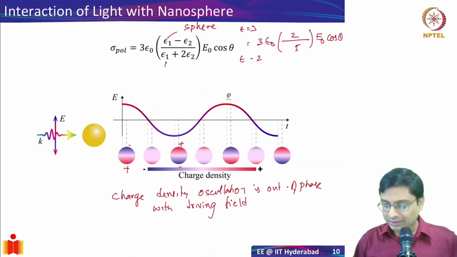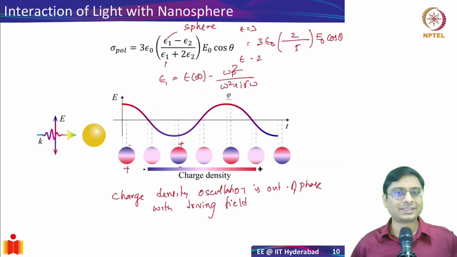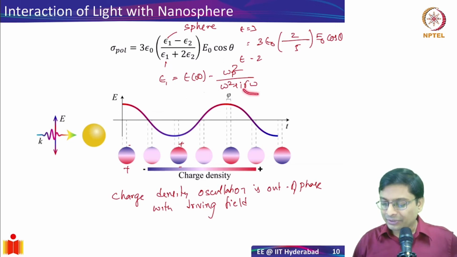So I said epsilon is going to be epsilon 1. For a metal, it's going to be epsilon infinity minus omega p squared divided by omega squared plus i gamma omega. So this gamma is capturing the loss in the metal. This is effectively a collision rate, and the collision time we saw was less than 50 femtoseconds. So if you compare different metals, you will see that the gamma factor is smallest for silver first, and then gold.